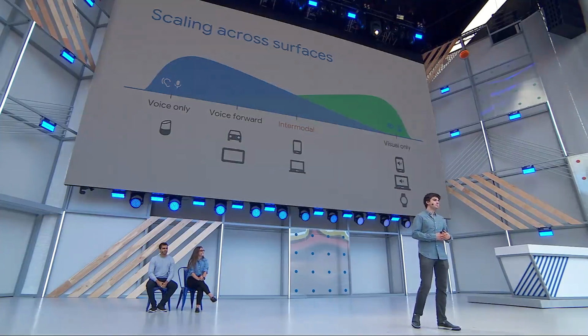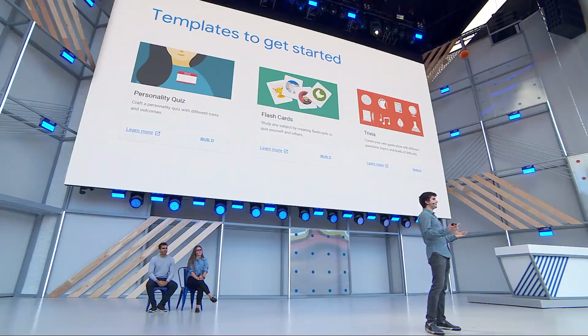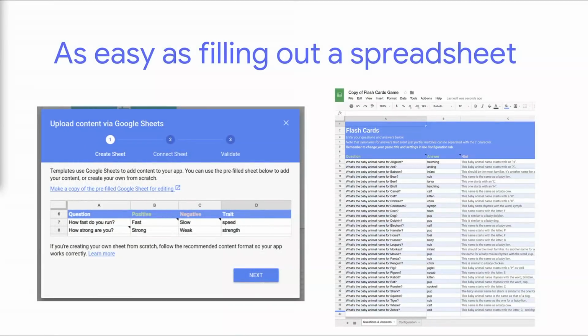Of course, no matter how smart these APIs are, it still takes some work and technical know-how to get up and running. And that's why we provide templates to get you started. This is a super fun and easy way to build for the Assistant. No programming knowledge required. You can create fun and engaging conversational actions like personality quiz, trivia, and flashcards. All you have to do is come to the Actions console and follow a step-by-step wizard to get started with the template. Then you just fill out a Google Sheets spreadsheet with the content. For example, for flashcard, there's a row for each card and columns for the two sides and a hint.